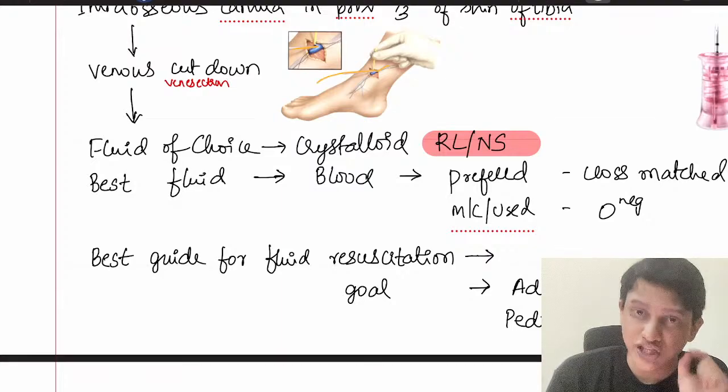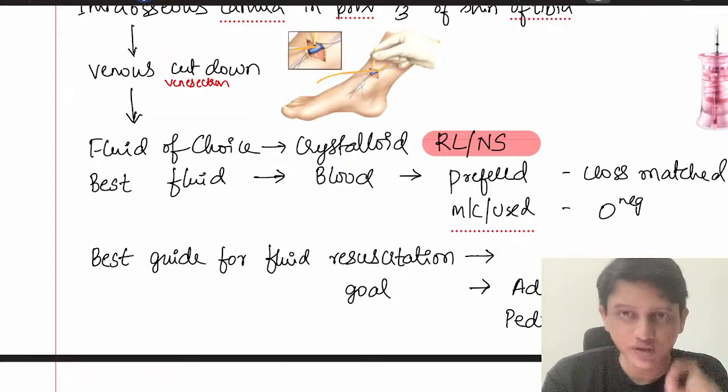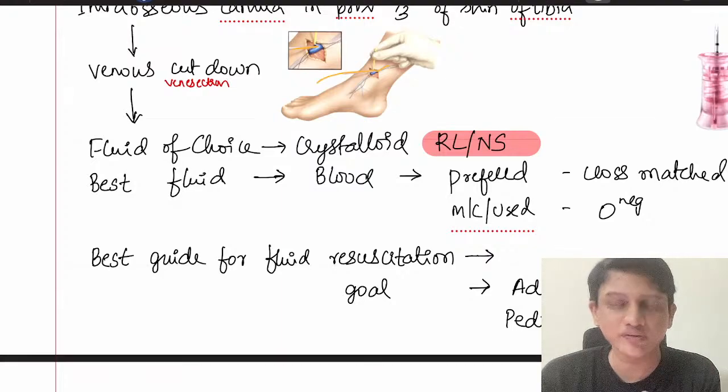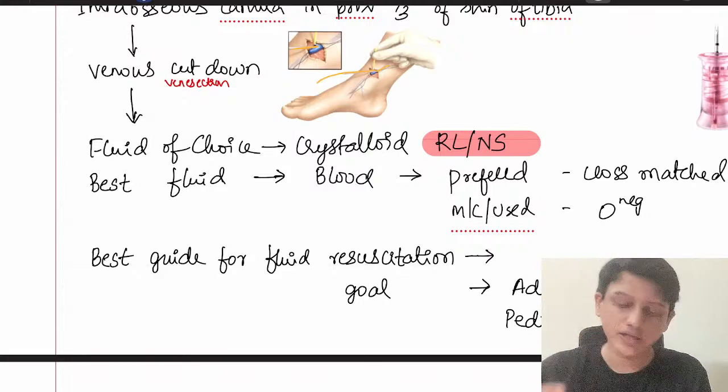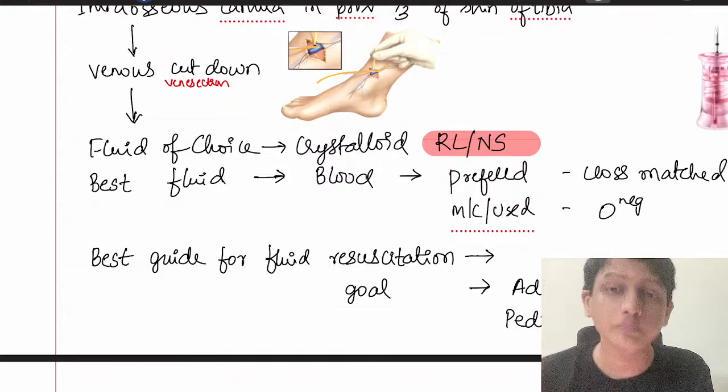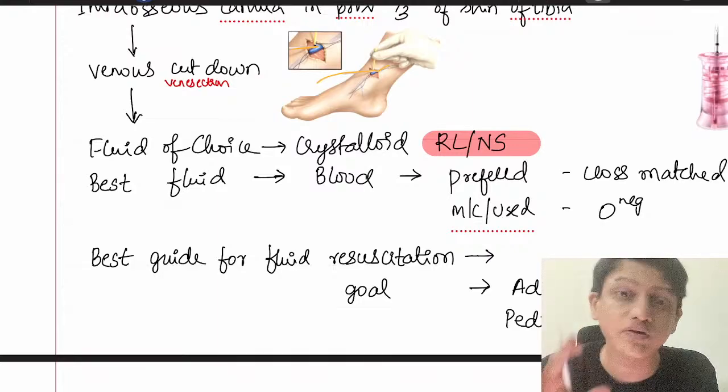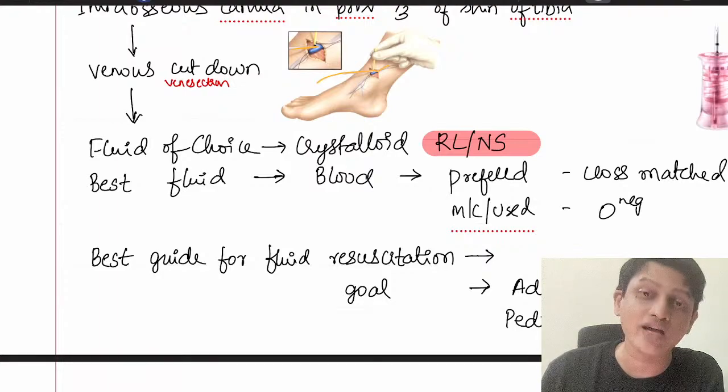So initially, as the fluid of choice, you give fluids, and once the cross matching is done, you get the blood, then you can transfuse it. That's the understanding you should have. Fluid of choice is RL or NS, which is a form of crystalloids. The best fluid is blood. In blood also, if they ask which is the preferred blood, it's always cross matched blood.